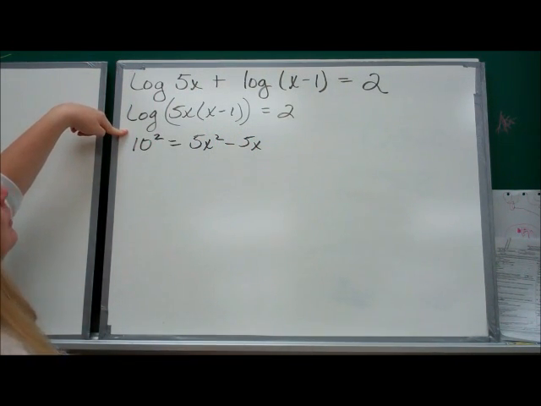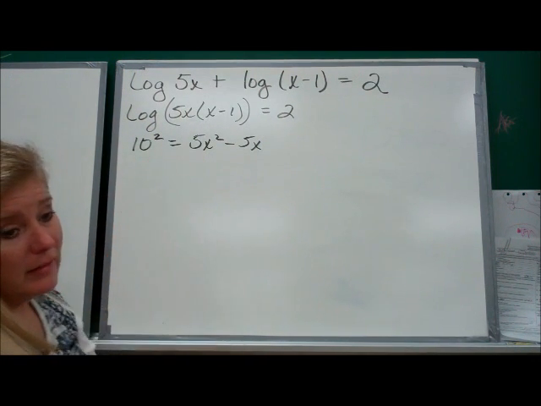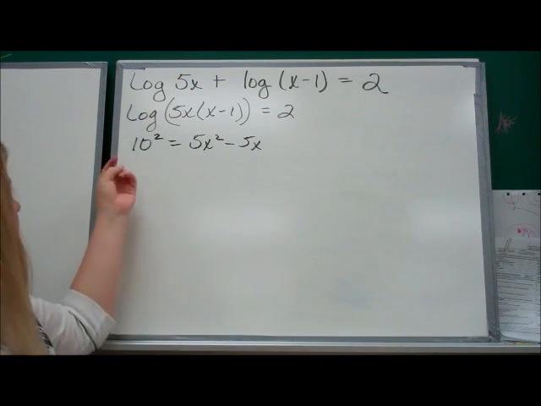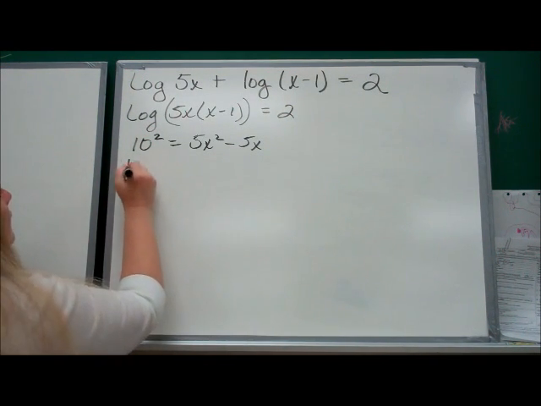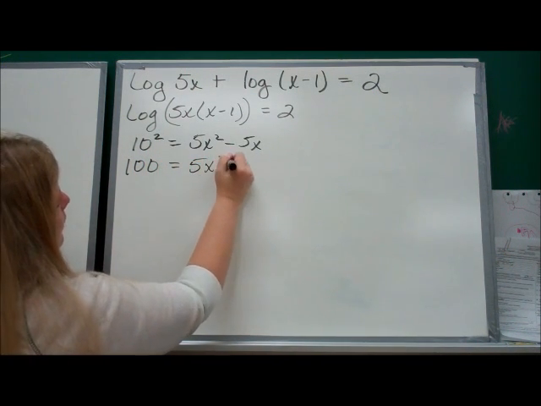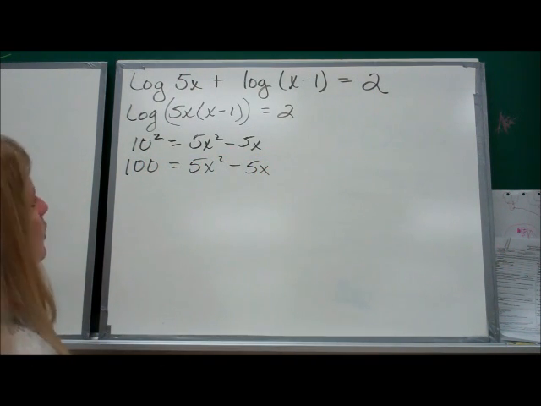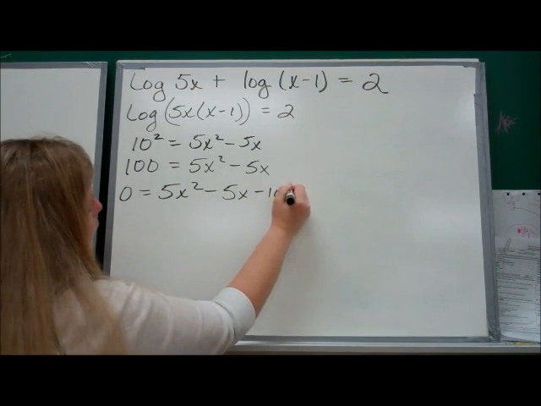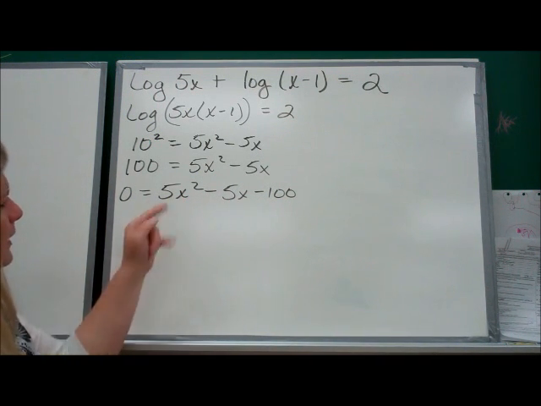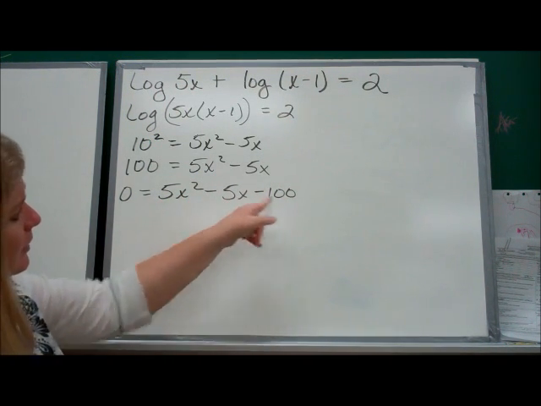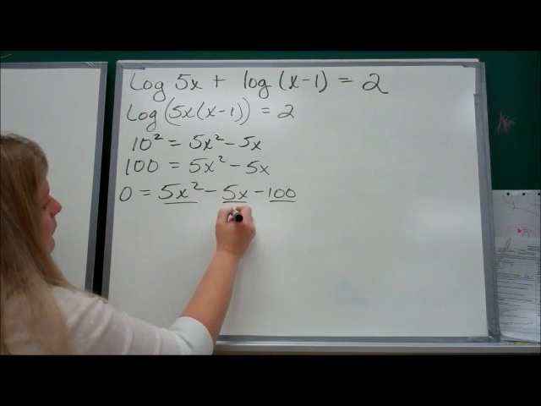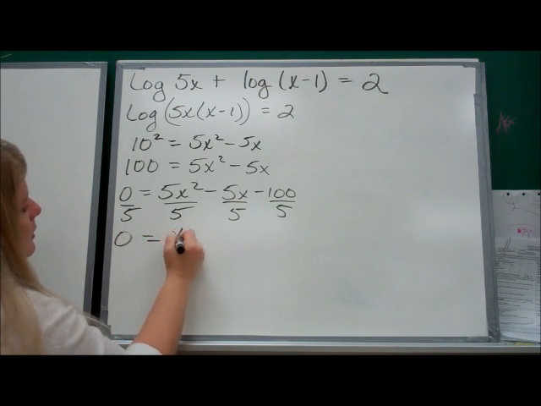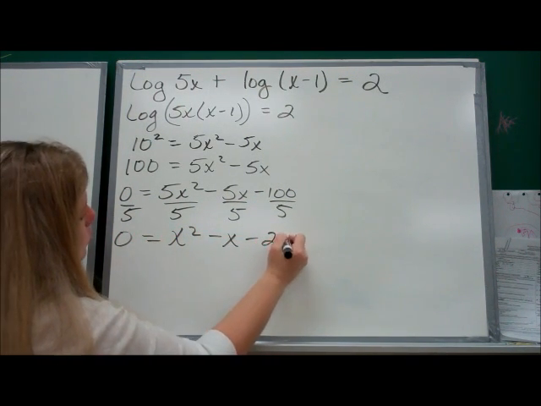Okay. Oh, I have an x squared. That's a quadratic. That tells me I better set everything equal to 0 to solve. So let's square that, move it over. So we've got 100 equals 5x squared minus 5x. Move it over. 0 equals 5x squared minus 5x minus 100. Now, I don't want to factor that because I see 5, 5, and 100. I can divide all of this by 5. That's going to give me 0 equals x squared minus x minus 20.